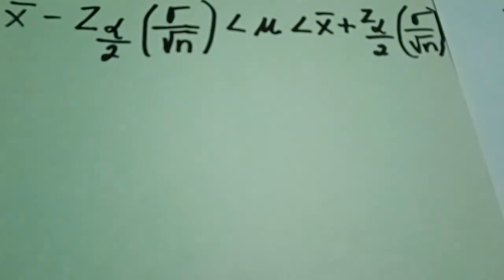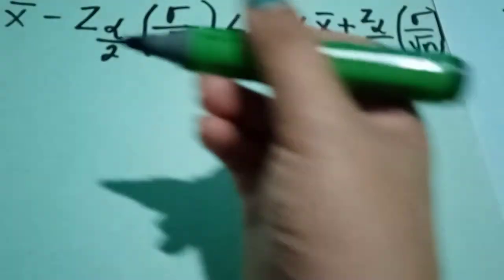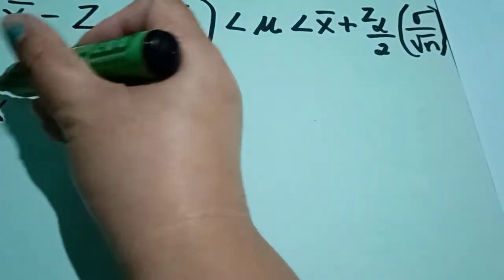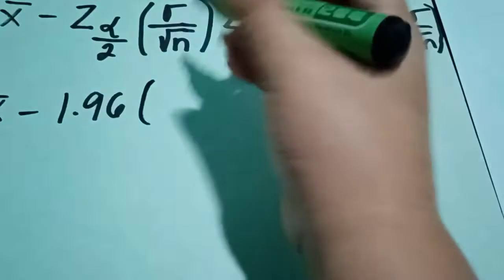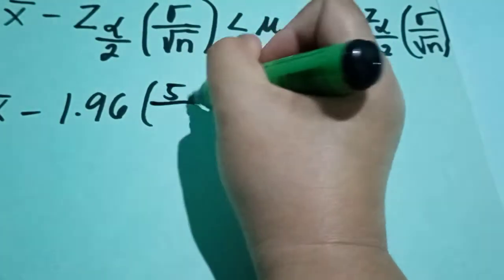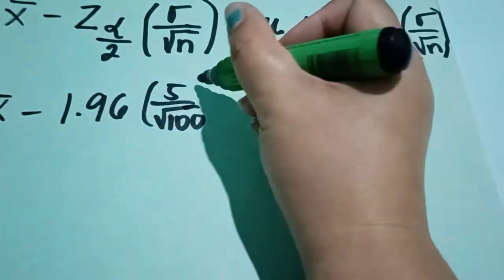In finding the interval estimate, we have here the mean is greater than our mean minus the critical value multiplied by the standard deviation all over the square root of n, but less than the value of the mean plus the critical value multiplied by the standard deviation all over the square root of the sample size. So how does it become that? For us to really understand that, we have here the mean minus the critical value 1.96 multiplied by 5 as our standard deviation all over the square root of 100 as your sample size.